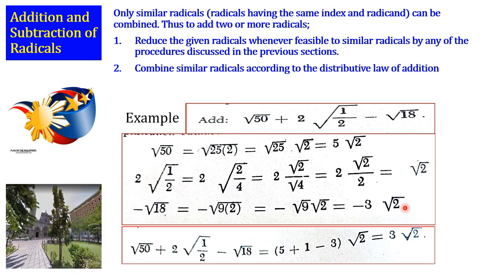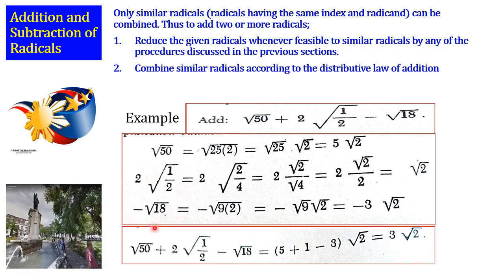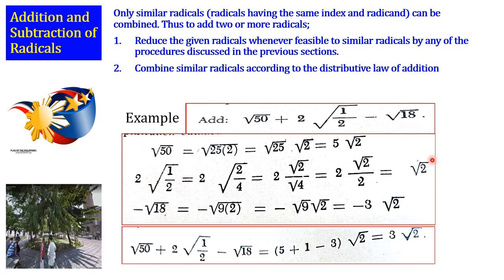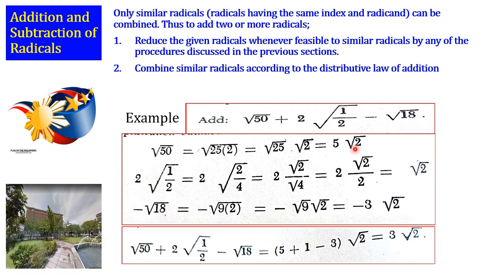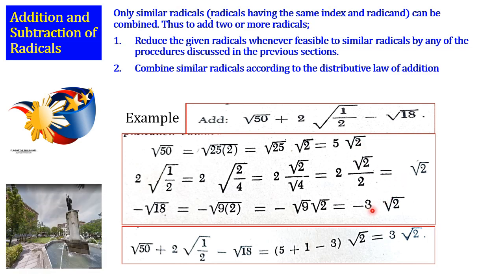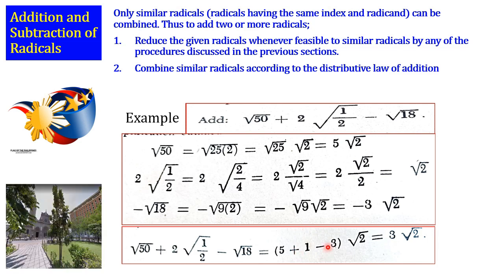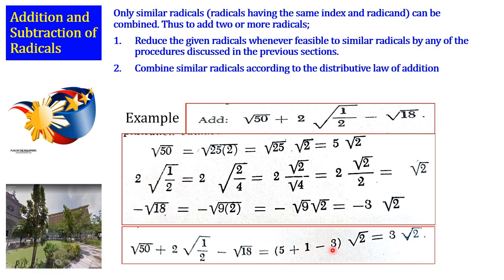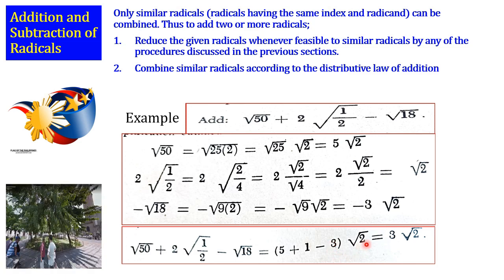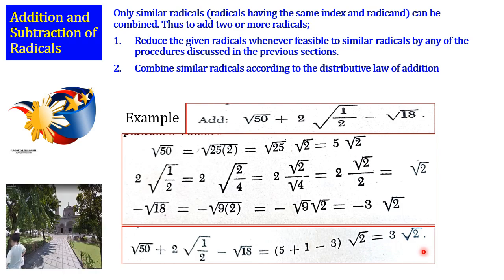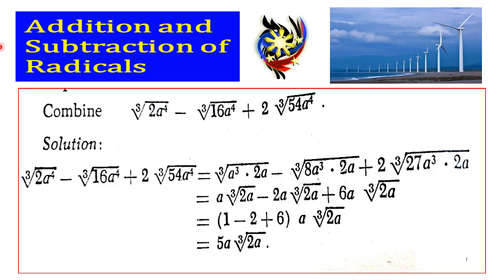Kung kaya't, kung ating susumahin ang mga bagay nito, maaari natin siyang isulat na 5 square root of 2 plus square root of 2 minus 3 square root of 2. Kung ipapactor out natin ang mga numerical coefficient, 5 plus 1 minus 3 times the quantity square root of 2. Therefore, ang sagot ay 3 square root of 2.